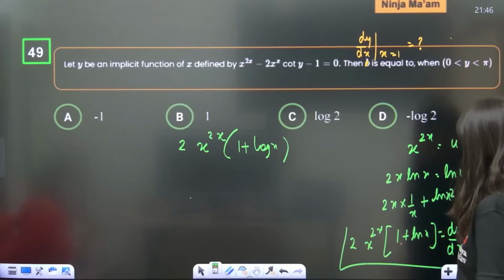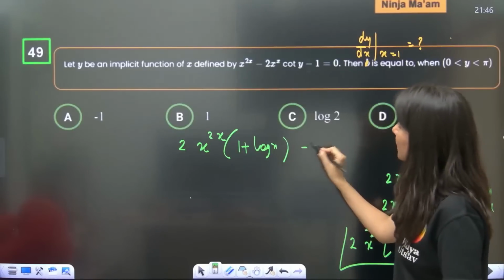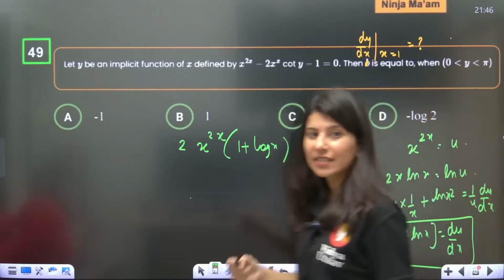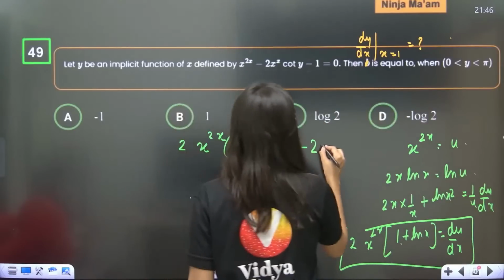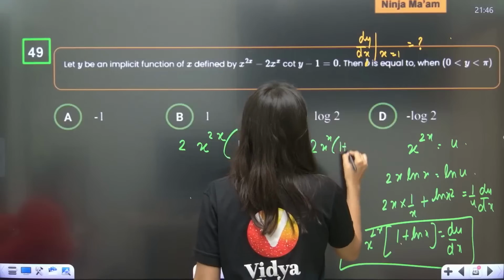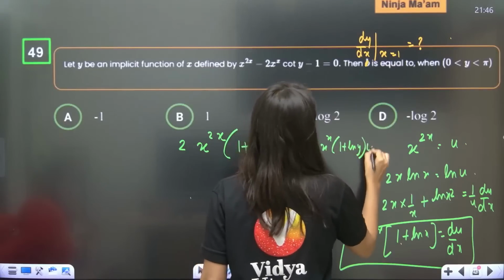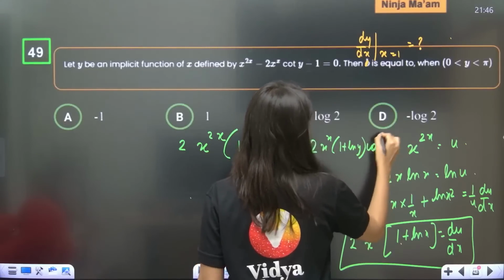So this is the differentiation which I have already written, minus twice of x power x. The derivative of x power x is x power x, 1 plus log of x. Cot y is kept constant. Okay.